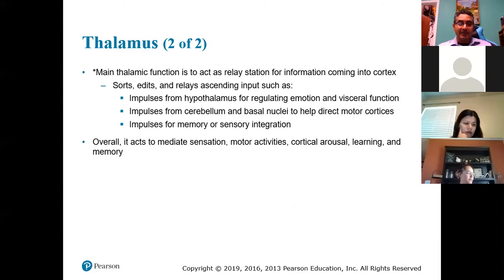Now, the thalamus. The main function is to act as a relay station for information. A relay station, meaning it's going to be getting information and relaying it, transferring this information. Some of the things it's responsible for are regulation of emotions. These are some of the impulses. It also has to do with memory and sensory integration.